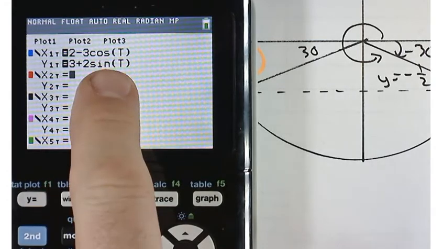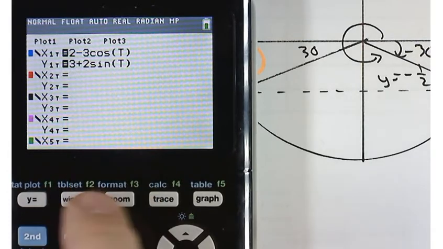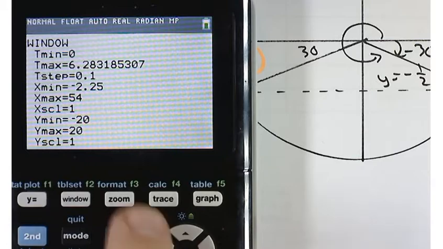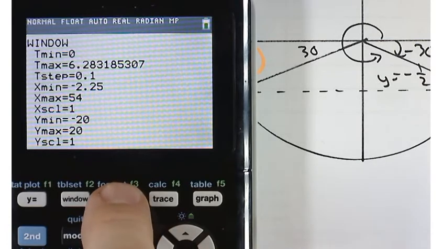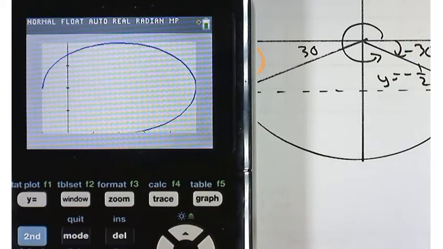What do you think a good range of values for t would be? Yeah, 0 to 2 pi, right? Because sine and cosine are periodic with period 2 pi. So 0 to 2 pi. What's the key step next? Set up your calculator's window by hitting zoom 0. So zoom 0 should fit. And now you can just trace.